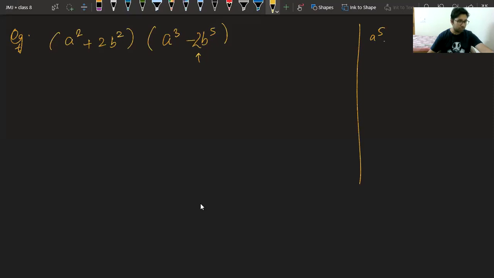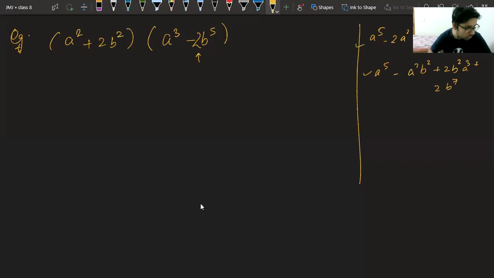a power 5 minus 2a square b power 5 plus 2b square a cube minus 4b power 7, by Hiteshri. Krishna is saying a power 5 minus a square b square plus 2b square a cube plus 2b power 7. Okay.